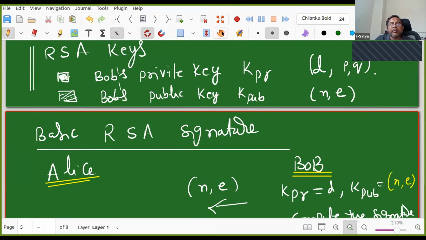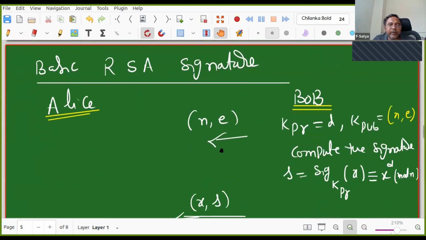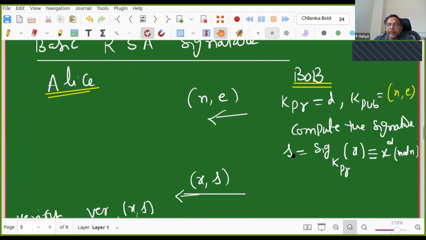What will Bob do? He will send N comma E to everyone, publicly. Now he will also compute the signing algorithm, where X is the message. What is the signing algorithm here? You understand, this is the beauty. Now you understand RSA digital signatures. What is Bob doing? Somebody else please say. I'm requesting you to read it.